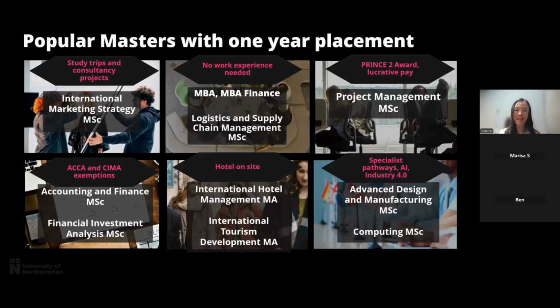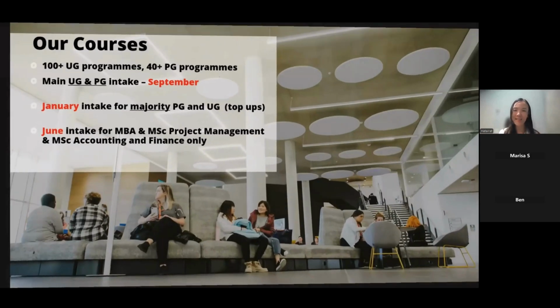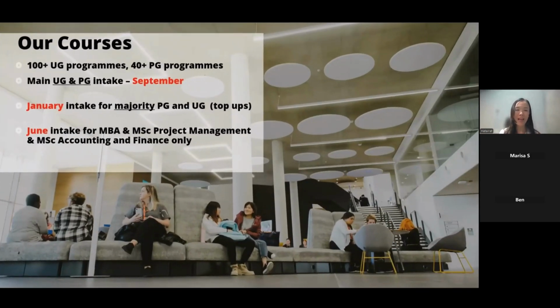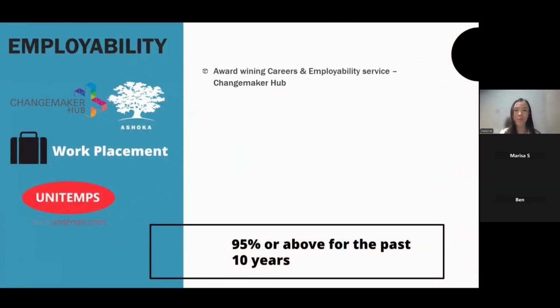I just gave an example, but I know GED students will be looking at the UG programs, of which we have around 100 plus to offer. We have two main intakes, which are September and January. All the courses will start in late September, and some courses will also start in January.